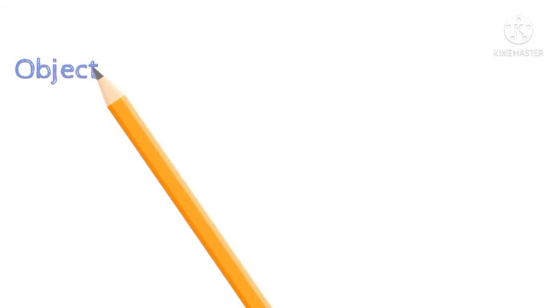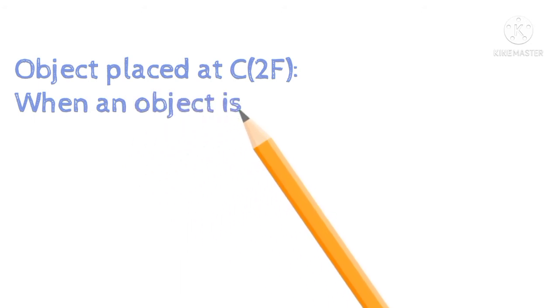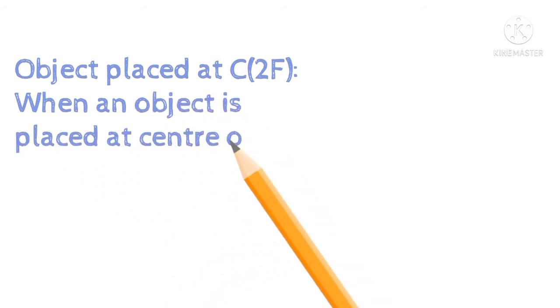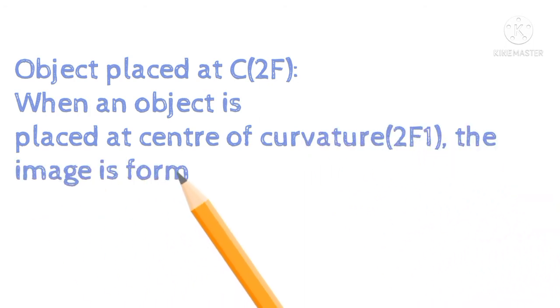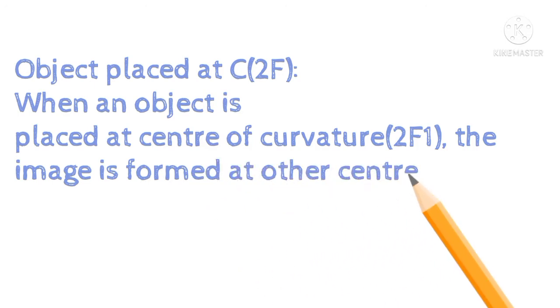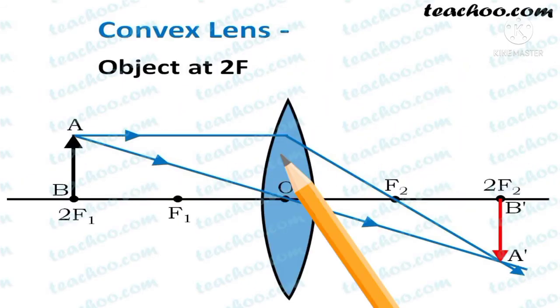The size of the image is smaller than that of the object, as we have seen clearly in the previous picture. The next type is when an object is placed at C. That C denotes the center of curvature. When an object is placed at the center of curvature C or 2F1, the image is formed at the other center of curvature, denoted as 2F2. In this figure, the object AB is placed at 2F1 but the image A dash B dash is obtained at 2F2. This happens when an object is placed at the center of curvature.